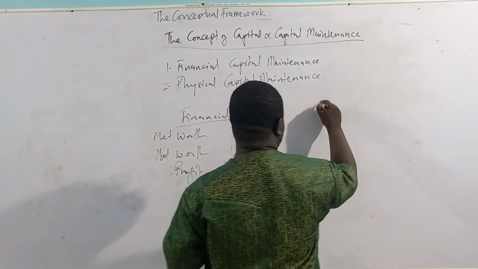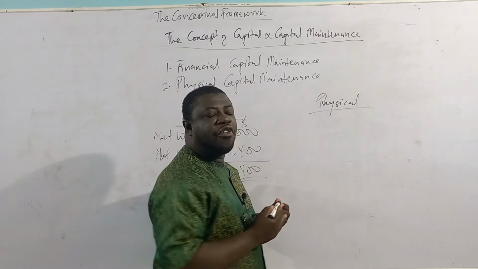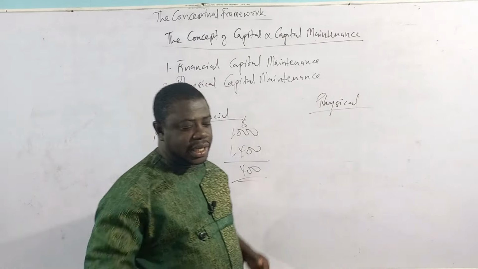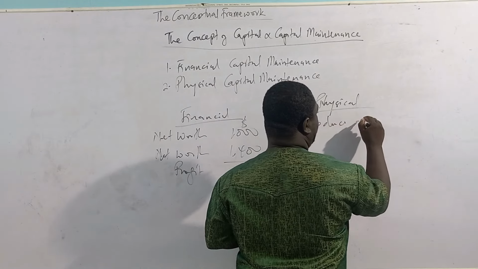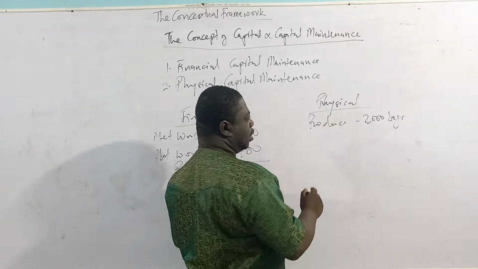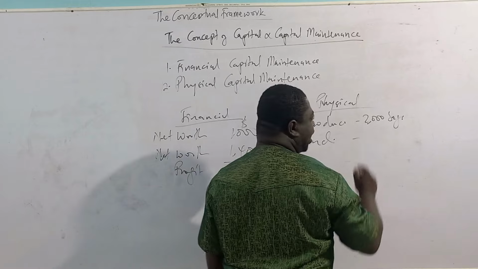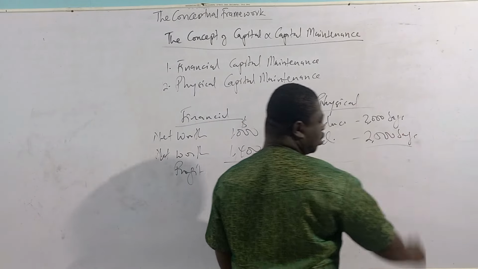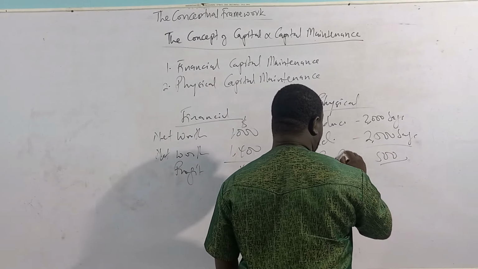On the other hand, when we come to physical capital maintenance, we are more focused on productive capacity rather than the financials. Let's say you have a machine that could produce 2,000 bags of cement at the beginning of the year. And then at the end of the year, the same machine has a capacity to produce 2,500 bags. Then you have earned productive capacity profit of 500.